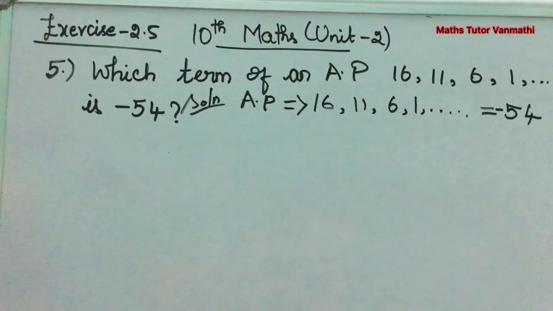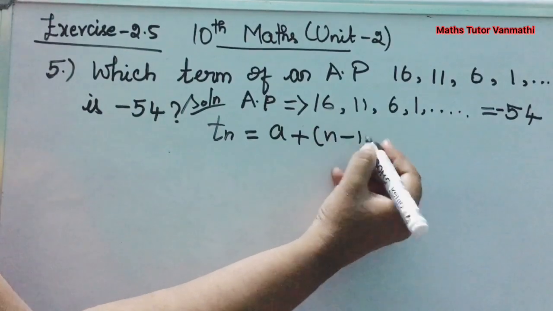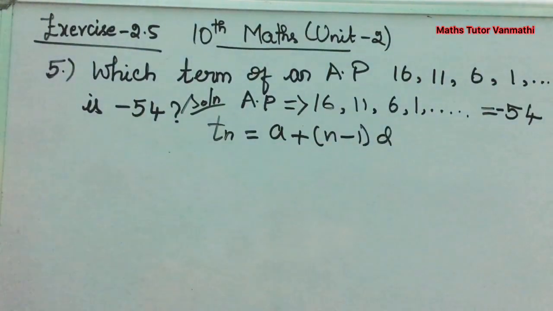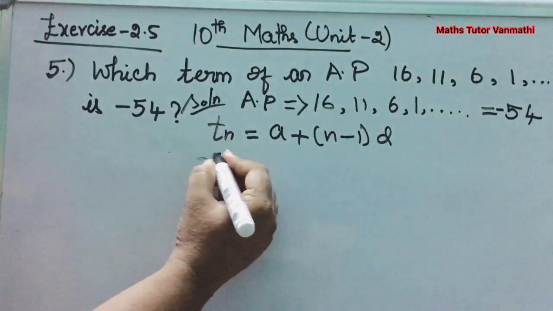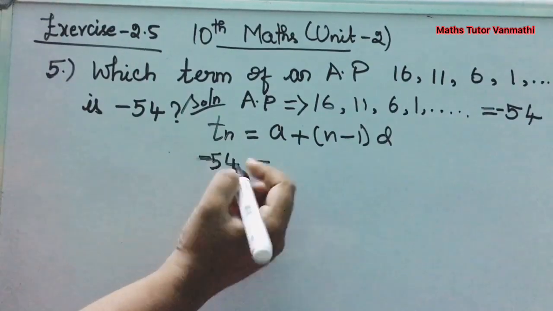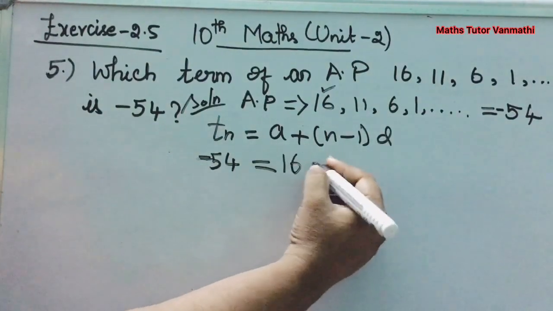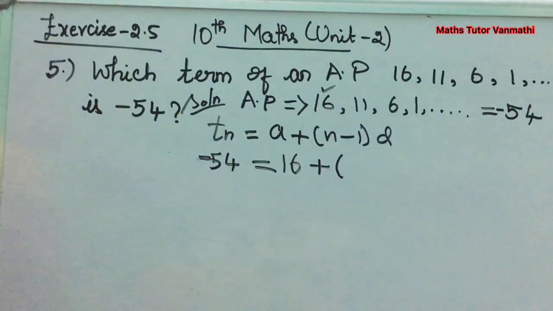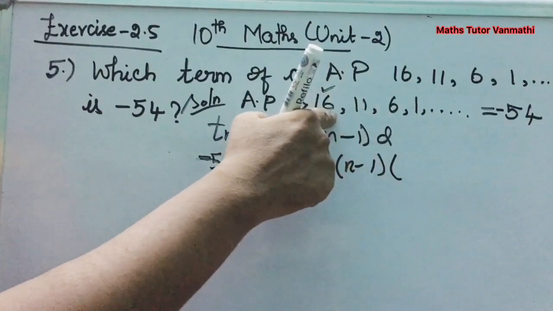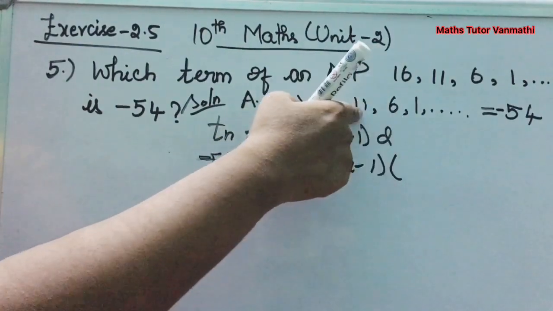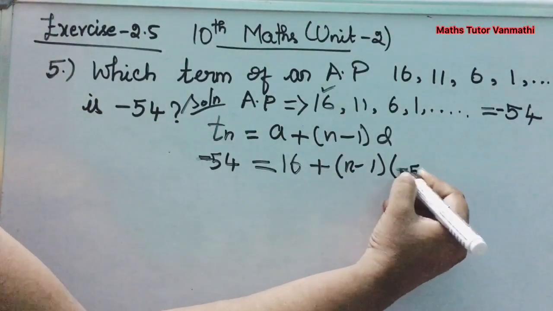Okay. What is your general term? General term Tn is equal to A plus n minus 1 into D. But what have they given? The given term is your Tn, that is minus 54. So replacing here, minus 54 equal to, in this what is your first term? Obviously 16 is your first term. So 16 plus, what is your nth term? We are going to find it. So n minus 1. And what is your D? 11 minus 16, minus 5. 6 minus 11, minus 5. So your common difference is minus 5.